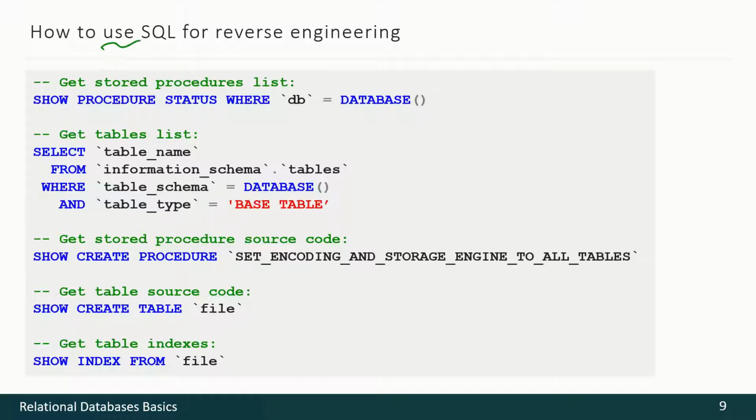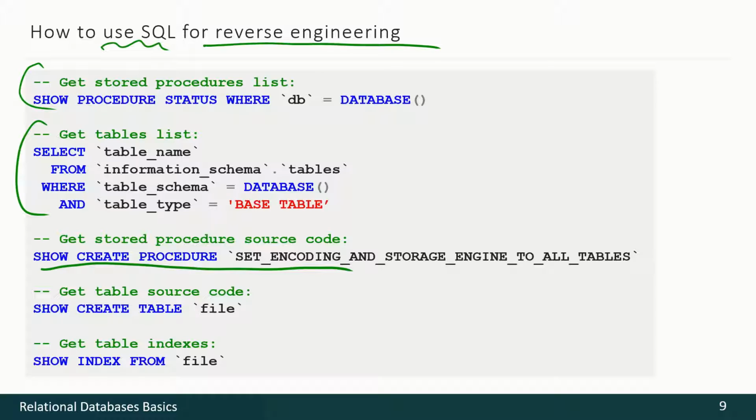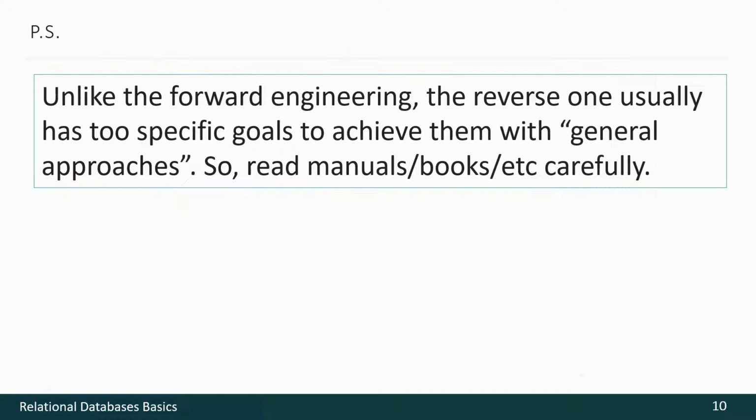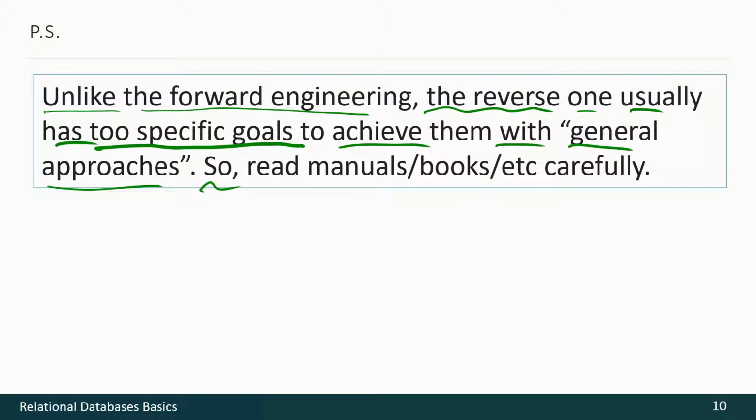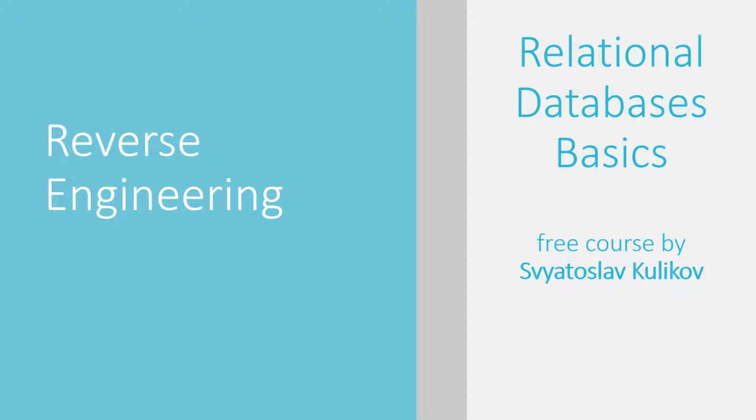But of course, we may also use SQL for reverse engineering in order to get some little specific details, like the list of stored procedures, the list of tables, the stored procedure code, the table code, the index description, and so on. We may just execute such a command and get the result instantly. Yet we have to emphasize that, unlike the forward engineering, the reverse one usually has two specific goals to achieve them with general approaches. So please read manuals, documentation, books, and other sources of information to achieve your goals the best way possible. And that's all.